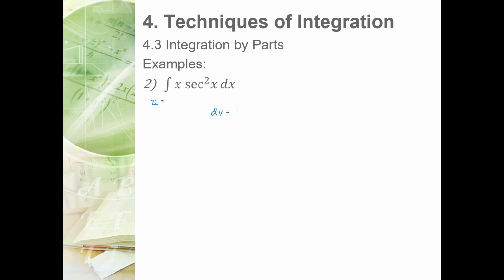Okay, so it's obvious that our complicated term is secant squared x dx. Then the other term is x. So can we integrate secant squared x? Yes, of course we can integrate that one because we have a formula for the integral of secant squared. So the integral of secant squared x is tangent x. Then the derivative is dx.